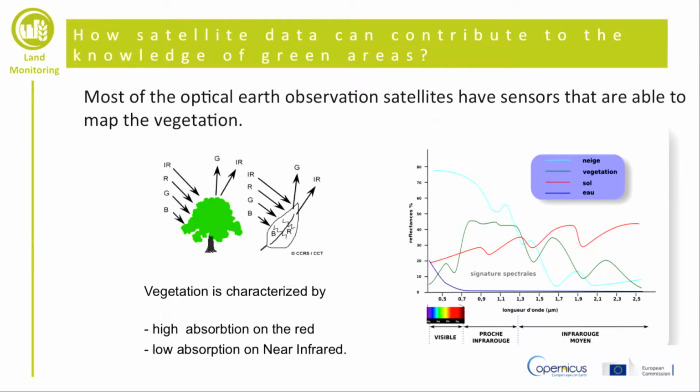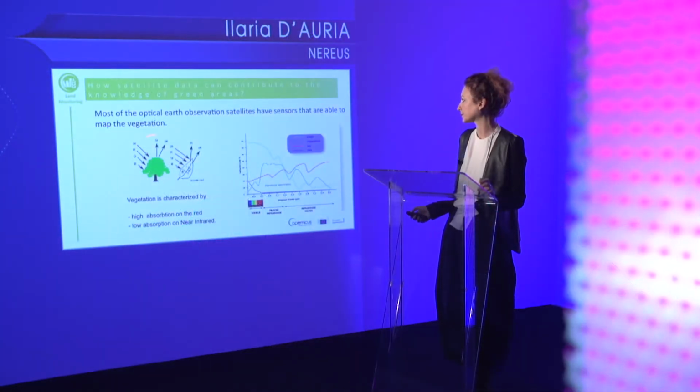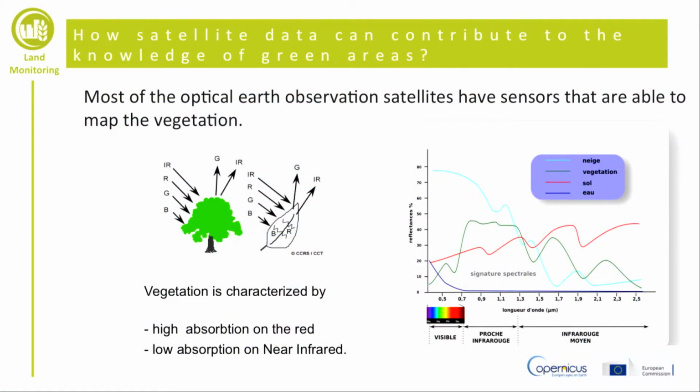Each surface on the ground absorbs a part of the energy and reflects another part, depending on the kind of ground surface. In the case of the vegetation, as we can see here on the left figure, the vegetation has a high absorption in the red and a low absorption in the infrared. We can also observe this in more detail on the figure here on the right, which is showing the spectral signature of some ground surface types.